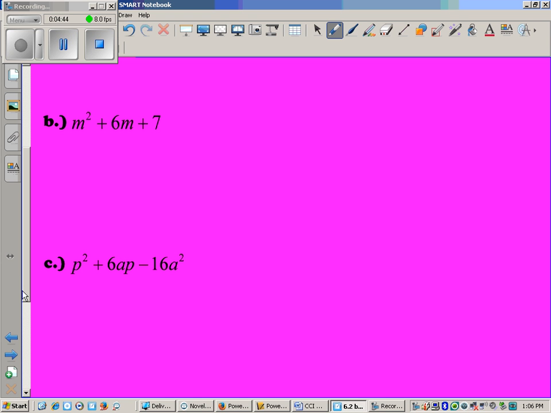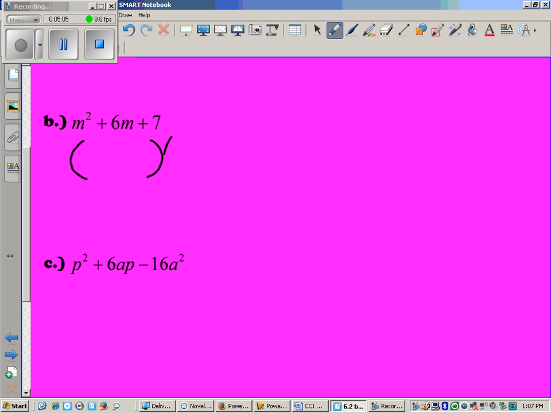B says m squared plus 6m plus 7. It's in order, right? M squared, then my m, then my number. There is no GCF though. I can't take out an m from everybody, and there's no number I can take out of everybody. No GCF. There are 3 terms in this problem, so let's try to basic factor.